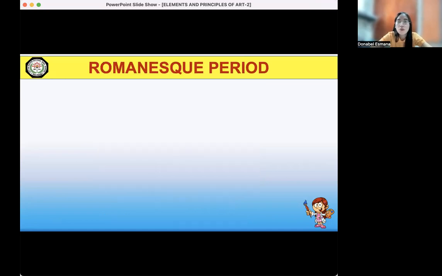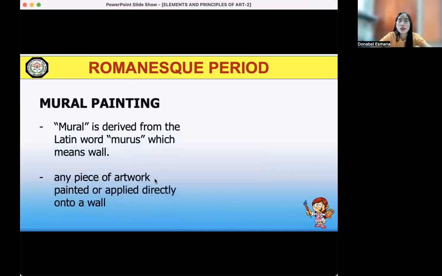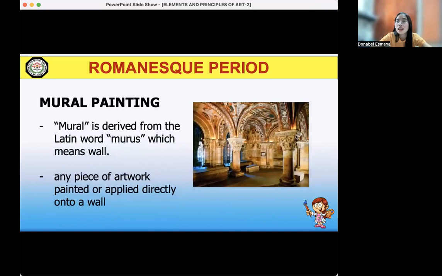Next, we have the Romanesque period. So, ano naman ang contribution ng Romanesque period? Greatest contribution of Romanesque period is the mural painting. Again, kung sa Roman period, doon na uso ang mosaic. Sa Romanesque period naman, doon na uso ang mural painting.